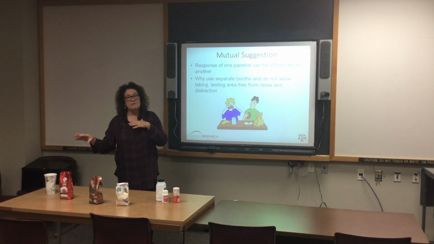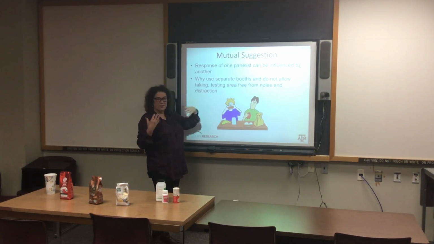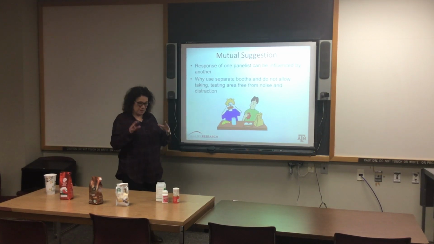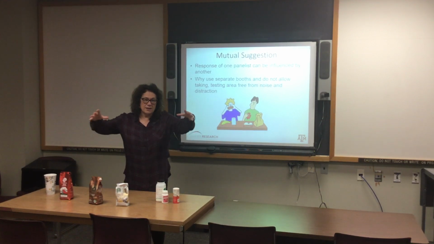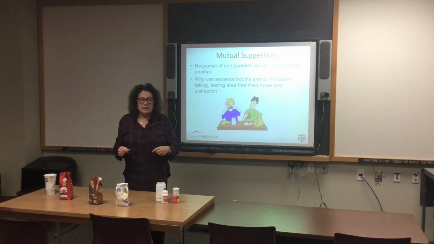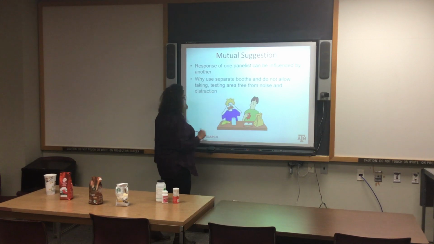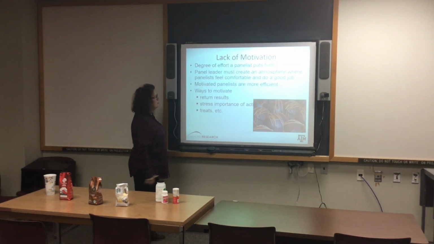Whether you liked it or not, you would be influenced, and you wouldn't want to try it. And a lot of times, you don't know that. So we put people in separate booths. Sometimes we allow people to be in the same room where they can face each other. I would love, in the training environment, to have a round table where all the panelists can look at each other. You can train people so that they don't give any mutual suggestion. And we also want the area free of noise and distraction, so that there isn't anything that's going to change how they're thinking or what they're looking at or their concentration level.